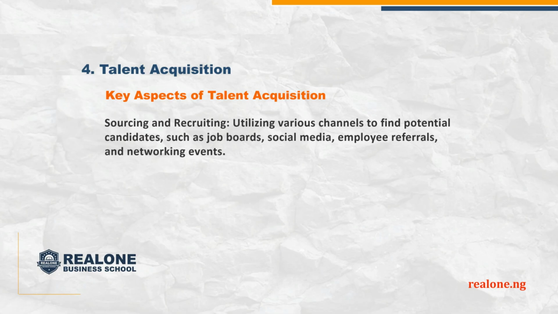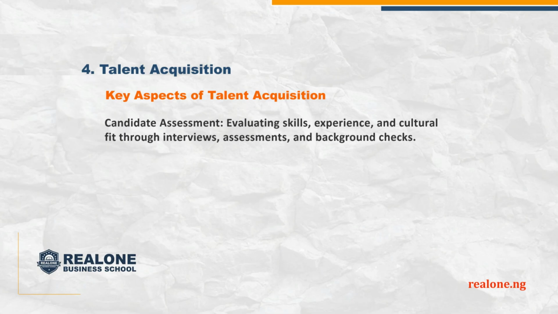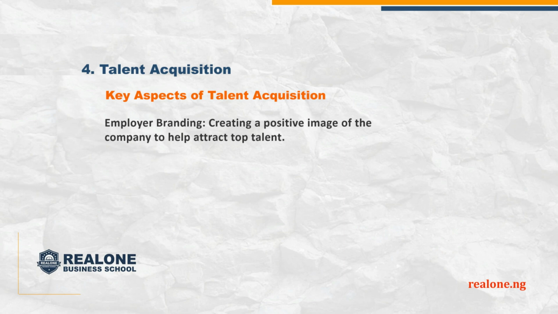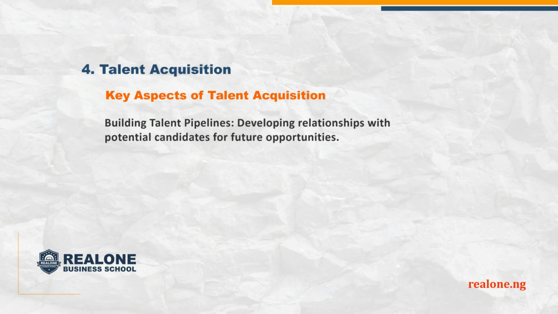Sourcing and recruiting: utilizing various channels to find potential candidates, such as job boards, social media, employee referrals, and networking events. Candidate assessment: evaluating skills, experience, and culture fit through interviews, assessments, and background checks. Onboarding: integrating new hires into the organization and ensuring a smooth transition. Employer branding: creating a positive image of the company to help attract top talent. Building a talent pipeline: developing relationships with potential candidates for future opportunities.